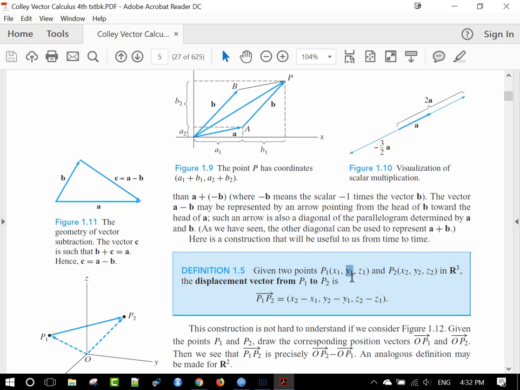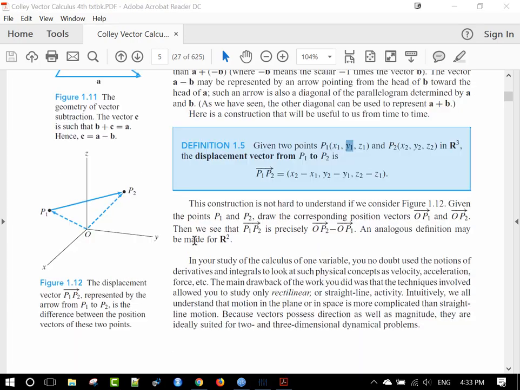Here she says that because vectors have a direction and a magnitude, they're useful in physics for things like velocity, where we say velocity is speed in a particular direction, or acceleration, and force. Force has a magnitude, a size, and it also has a direction. So you can use vectors to represent force.